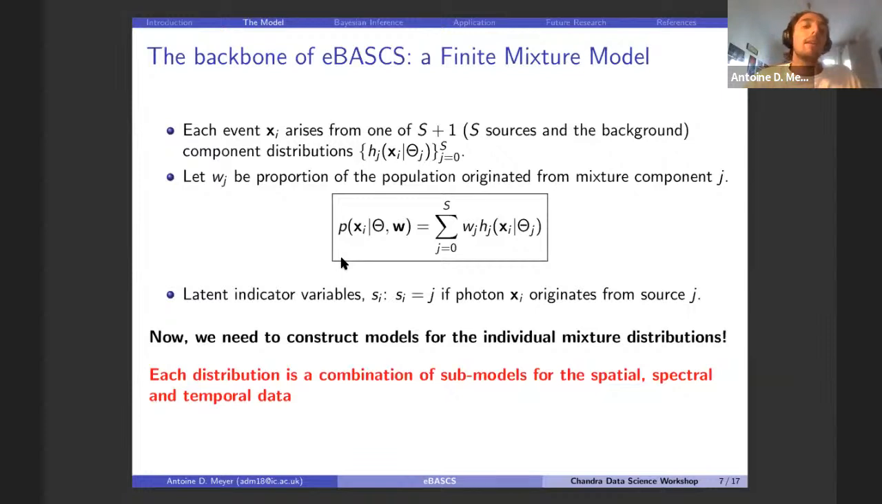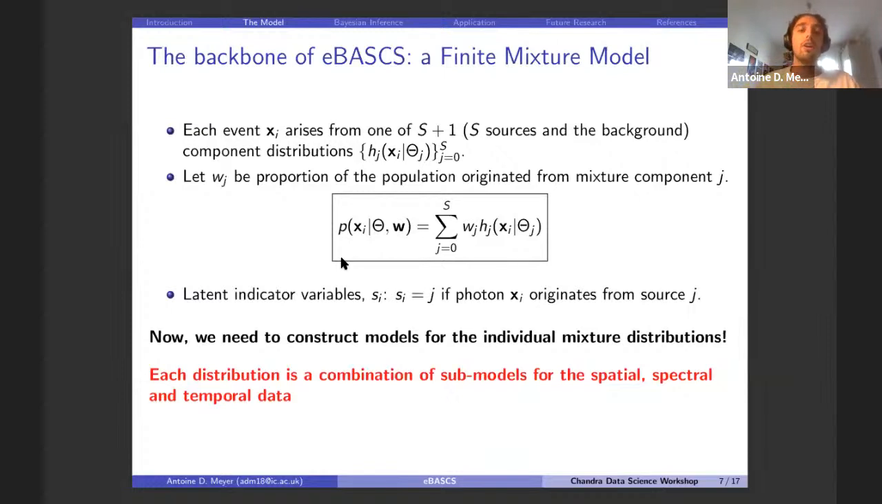And in this case, the likelihood of your data, so the probability of observing your data given your model, is, as a consequence of the law of total probability, just the weighted sum of these component distributions that represent source or background, and the weights in your weighted sum, the mixture weights, will give the proportion of the population, so of your photons, that originate from mixture component j, so source j. And in an astrophysics context, this w can be interpreted as the relative intensity of source j in the observation.